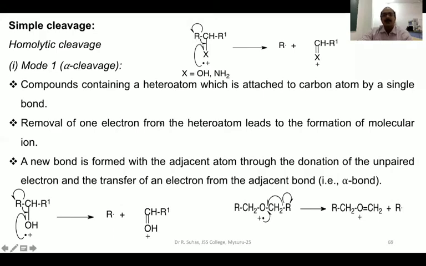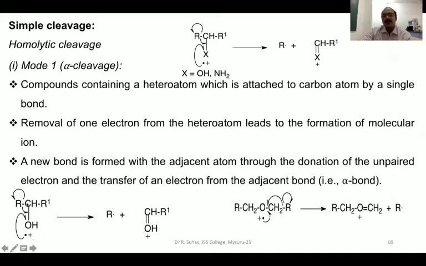Now we will take up a particular example. Instead of X, I am taking OH here. So you have a compound, maybe a primary alcohol or secondary alcohol. What happens in this oxygen? There is a lone pair of electrons. Whenever I hit this molecule with fast, highly energetic electrons, it loses one electron, so it becomes a molecular ion, also called a radical cation.